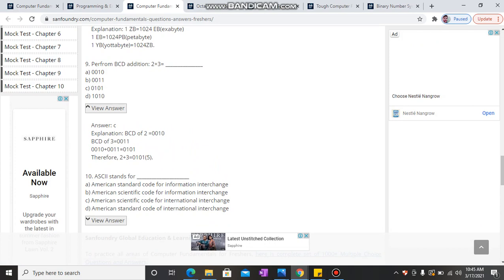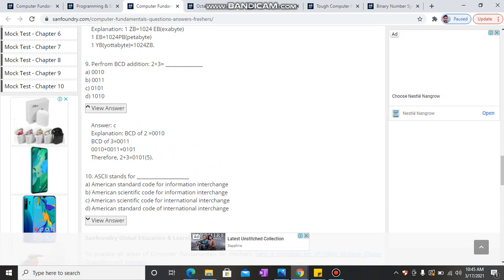BCD, as we have already studied about it, BCD of 2 is equal to 0010. BCD of 3 is 0011. So whenever we add them, 0 and 0, 0 and 0, it's done, and we consider only 1 and 1 and 1 and 1. Therefore 2 plus 3 is equal to 0101, which is 5.